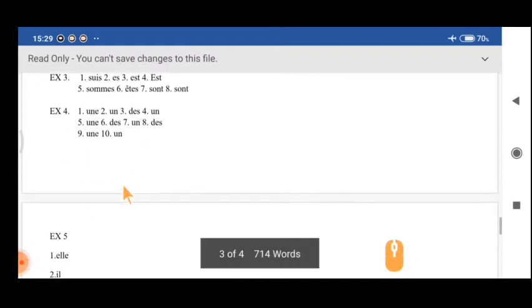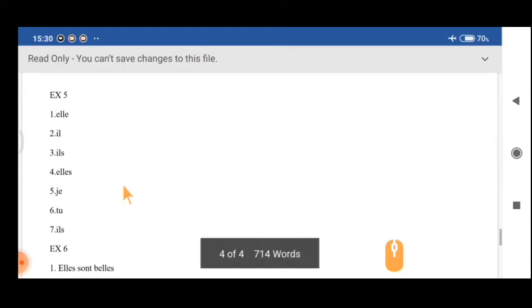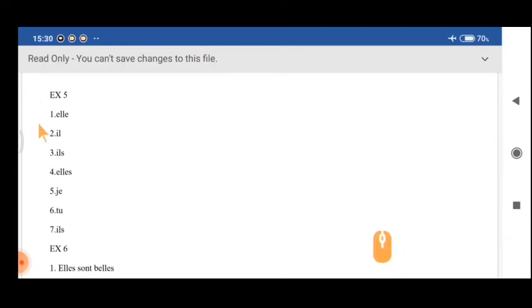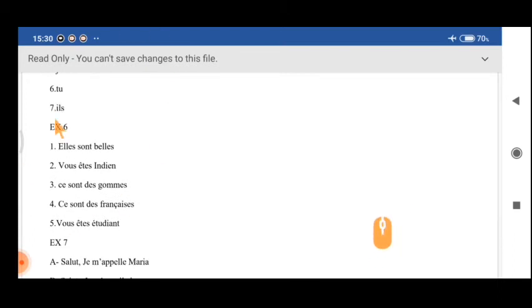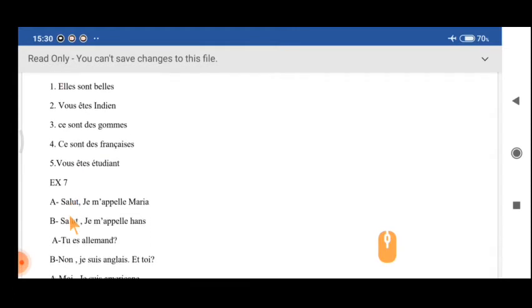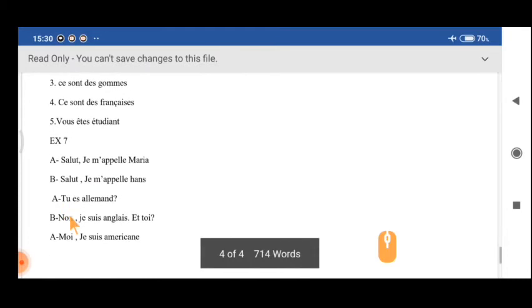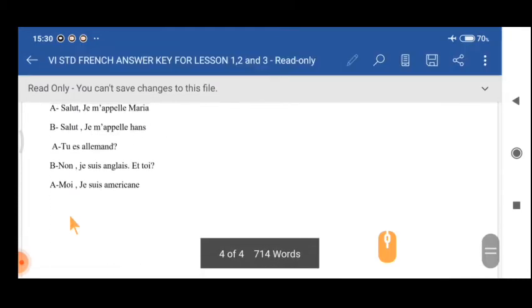L'article défini. Exercise number 4 from lesson 3. And this is pronom sujet. Exercise number 5. And this is métier au pluriel. Even this we finished in your last live class. And last but not least, this is your mettez le dialogue dans bon ordre. Even this is important. You can learn this. So this will be your answer key.